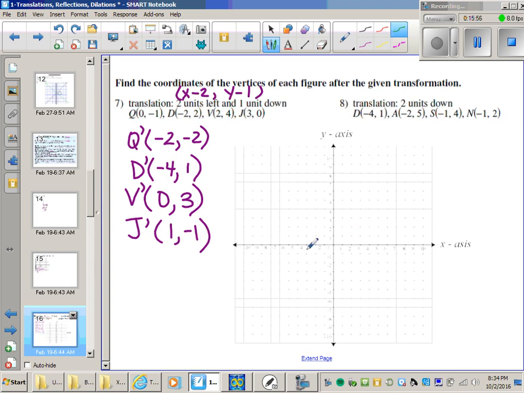So when we plot our new image, we can plot the pre-image. I'll go ahead and plot that 0, negative 1. And my writing's going to be bad because I don't have a pen. I'm doing this with my computer. So we have a Q, we have a D at negative 2, positive 2. So D. We have a V at 2, 4. And we have a J at 3, 0. So this is my pre-image, and I'm going to connect it with lines.